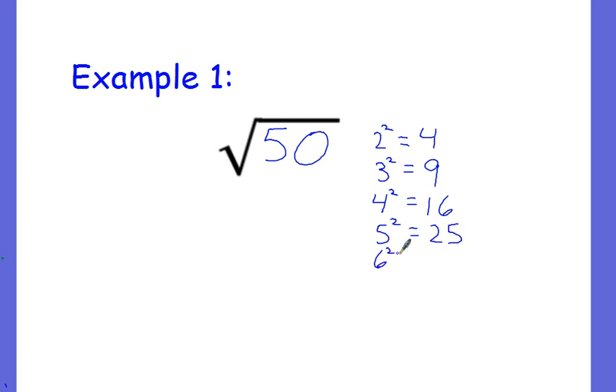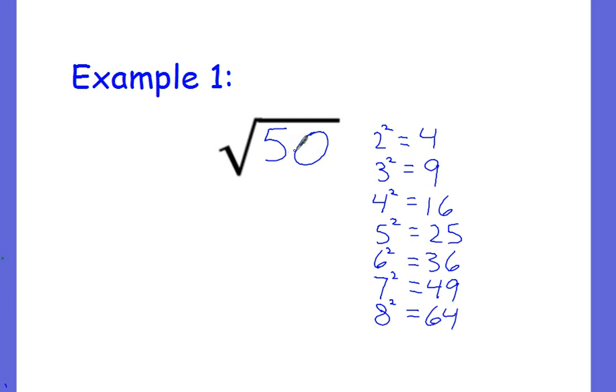This is helpful, especially if you're taking a quiz over this stuff. Just write this off to the side of your paper. It's going to help you. 49. So it's good to know your squares, I'd say up until like 15 or so. Okay, but we'll stop there for this one.